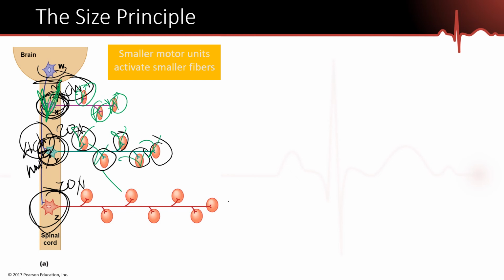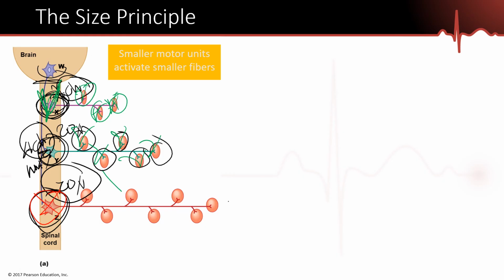But here's the thing. 20 action potentials per second is still not enough acetylcholine being released onto alpha motor neuron Z to get alpha motor neuron Z to threshold. So alpha motor neuron Z still does not generate an action potential. Not enough acetylcholine being released onto it to allow enough sodium into it, right?